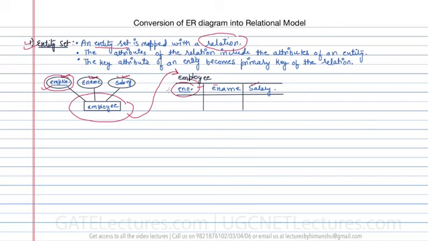So a simple entity like this can be converted to a table like this, right? So you can say for every entity in the ER model, we have to get a relation in the relational model, and this is also called the relational model.